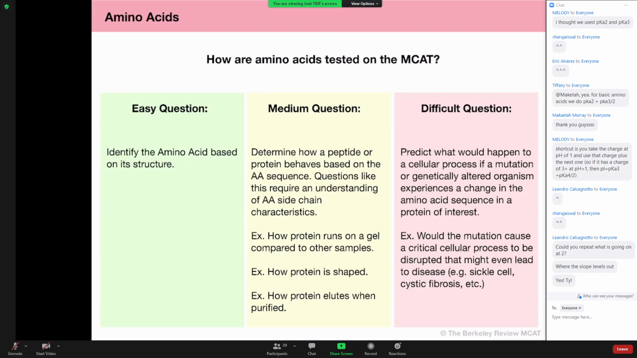Just identifying the amino acid based on its structure, right? This will be the easiest question. They come up and they're just literally free points. Just collect them while you can.